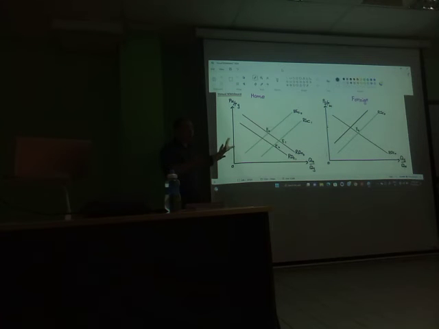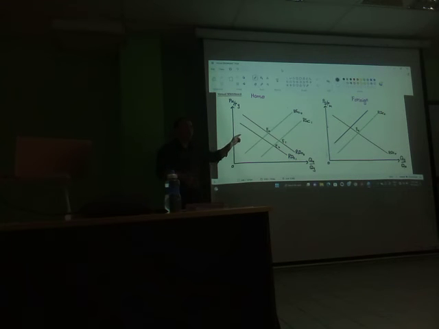Okay? So I'm going to shift this one right here. Okay? This is relative demand curve 1. And I have a new equilibrium point right here. I put it E2 here. Okay? Now this is the consequence of tariff.